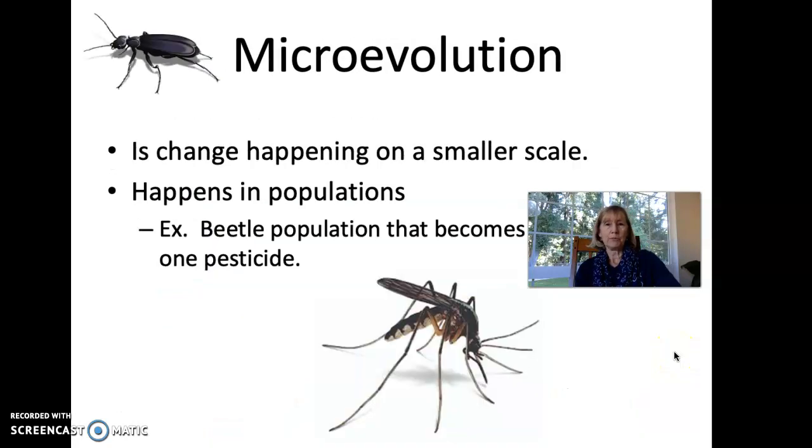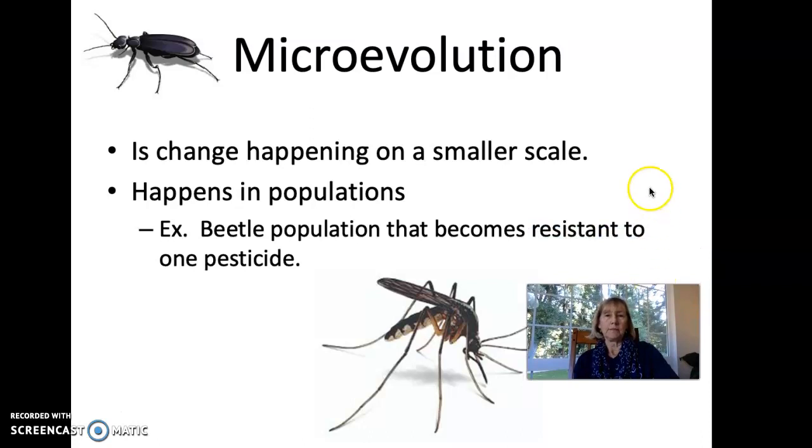As opposed to microevolution. In microevolution, it's a much smaller scale. It happens in a population. It could be a beetle. This is good in insects. A beetle population that becomes resistant to a pesticide. A mosquito that becomes resistant to a pesticide. And you can see it in a lifetime of ours. So it's shorter term.